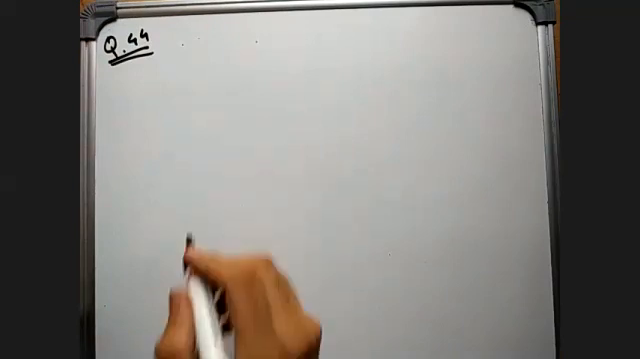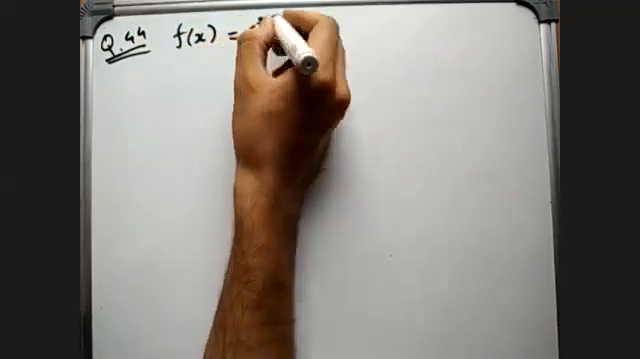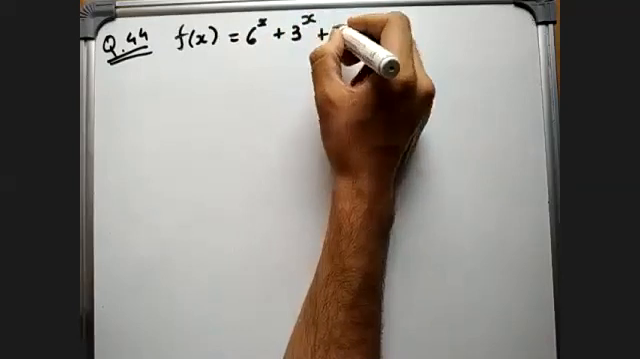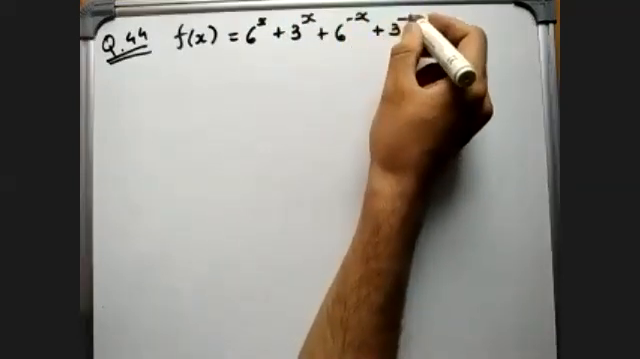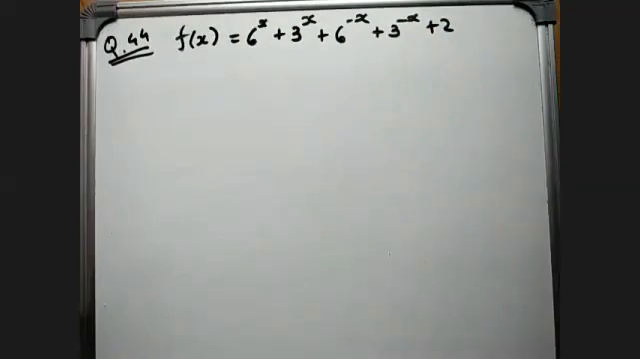So in question number 44, find the range of the function f of x is equal to 6 to the power x plus 3 to the power x plus 6 to the power minus x plus 3 to the power minus x plus 2. It is also an interesting question, right?